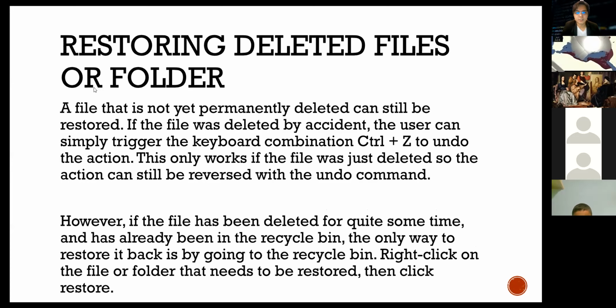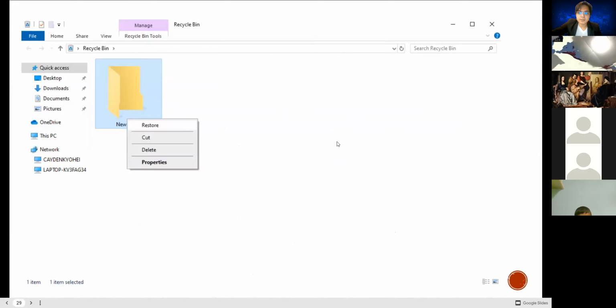Right. So let's continue. Again, right-click on the file or folder that needs to be restored, then click restore. So you can actually restore your file from your recycle bin. Like for instance, this one. This is in the recycle bin. I had just deleted the new folder. All you have to do is right-click and restore.